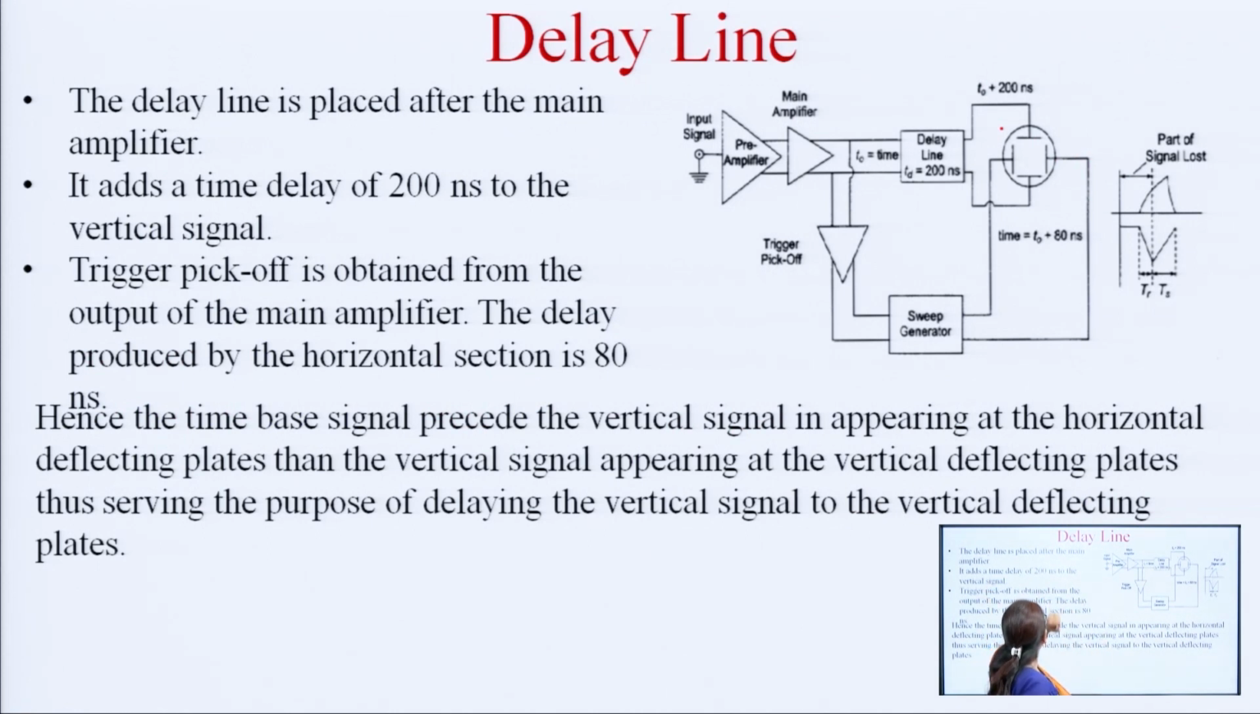So, it adds a delay of 200 nanoseconds to the vertical deflection trigger, so that both the horizontal deflection signal and the vertical signal appear simultaneously on the screen. For this purpose, after the pre-amplifier and main amplifier of the vertical deflection system, a delay line is provided, because this signal takes approximately 200 nanoseconds when it travels. So, 200 nanoseconds of delay is provided in the vertical section.